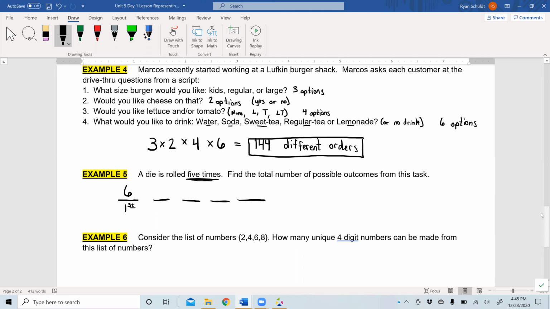Okay, I roll it, I get a 3. I'm going to pick it up and roll again. So I'm rolling a dice again. How many options do I have to choose from the second time? 6. I didn't change the dice. I just picked it up and rolled again. So I have 6 options. What about the third time? 6 again. 6 for the fourth time, 6 for the fifth time.